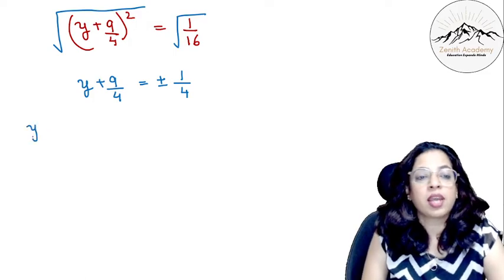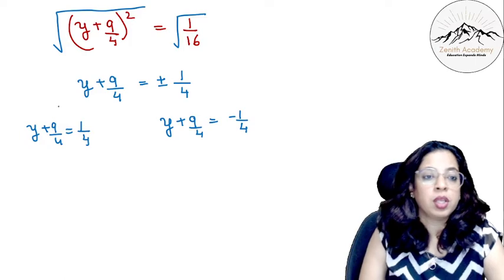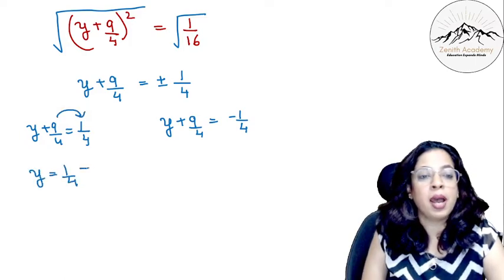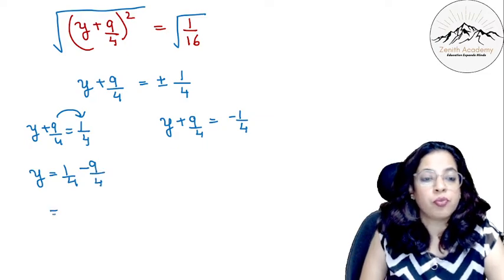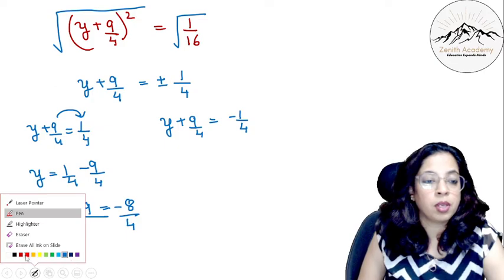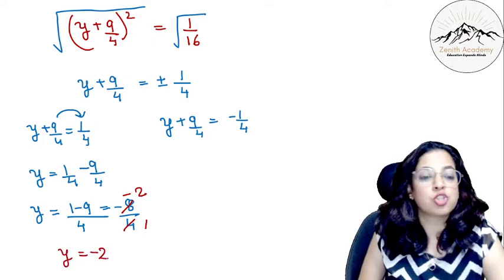Right? So I can write y plus 9 by 4 is equal to positive 1 by 4, or y plus 9 by 4 is equal to negative 1 by 4. Now take it on the other side, you will get y is equal to 1 by 4 minus 9 by 4. So 4 is common, you get 1 minus 9. What is 1 minus 9? Minus 8. Minus 8 by 4. Okay. So 4 ones are 4, 4 twos are 8, and there's a minus sign. So y is equal to minus 2.